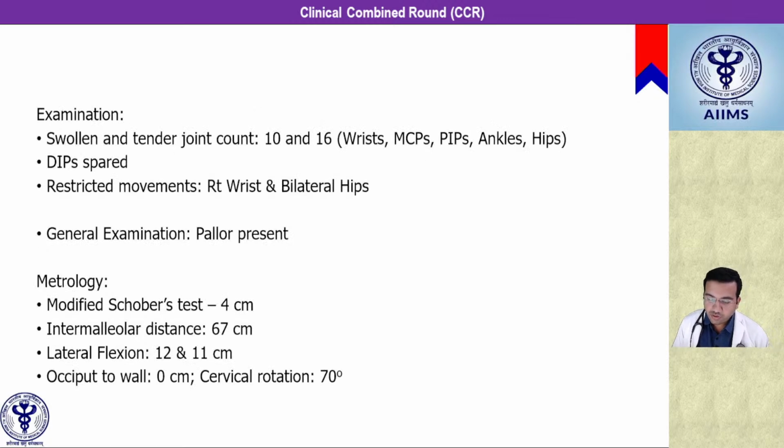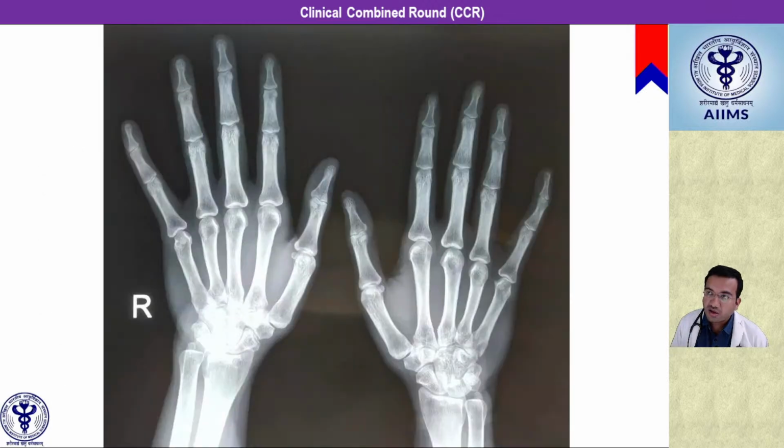On examination, we were able to find multiple swollen and tender joints, and DIP was spared. DIP is typically involved in psoriatic arthritis. On further examination, there were restricted movements in her right wrist and bilateral hip joint. On general examination, pallor was present, and on systemic examination, nothing significant was found. On further examination, modified Schober's test was 4 cm, intermalleolar distance was 67 cm, lateral flexion was 12 and 11 cm, occiput to wall was 0 cm, cervical rotation was 70 degrees. I would like Dr. Lokesh from radiology to discuss these.